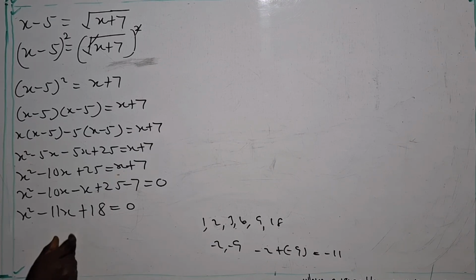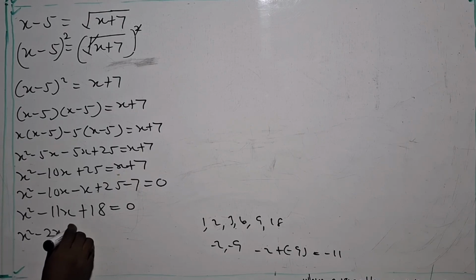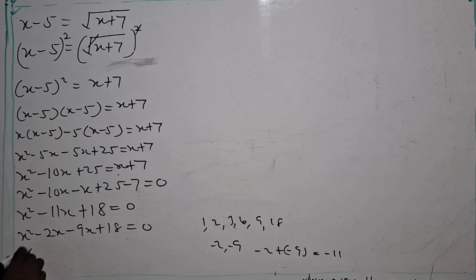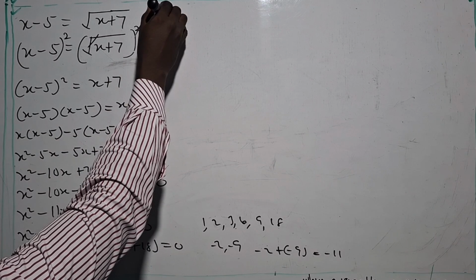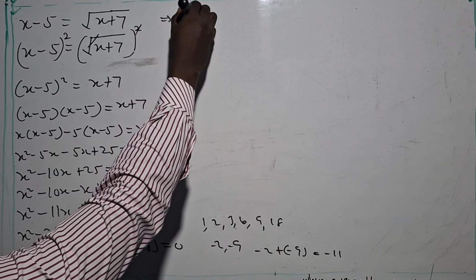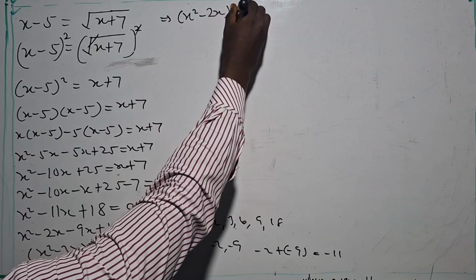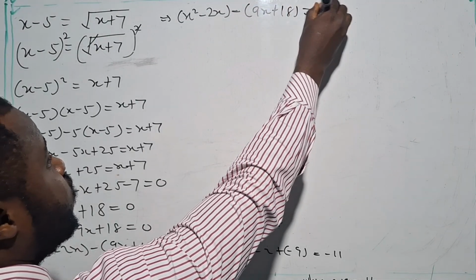So we are going to replace the middle term. I'm going to have x squared minus 2x minus 9x plus 18 is equal to 0. Now in the method of grouping, you have to group each pair, then factorize. So follow closely. I have x squared minus 2x minus 9x plus 18 is equal to 0.